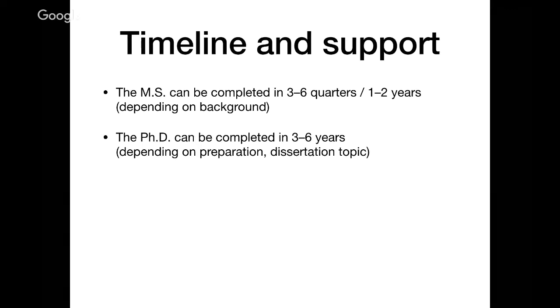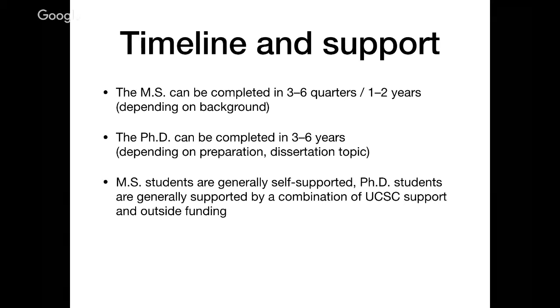We have PhD students come in who already have a master's from someone else. They already have a clear dissertation topic. They might be able to be done in 3 years. But a more typical timeline is one where you're finding your way to your dissertation topic and takes longer.